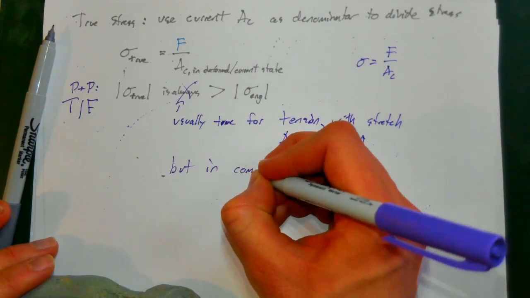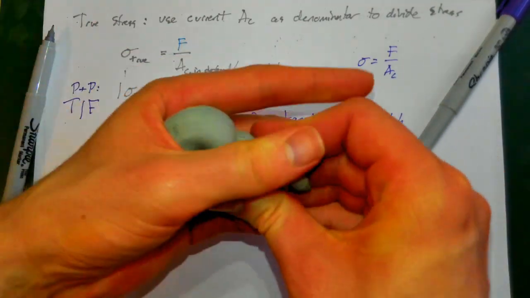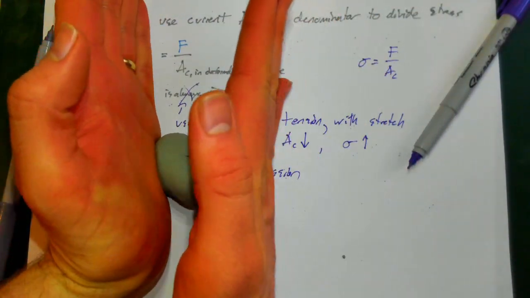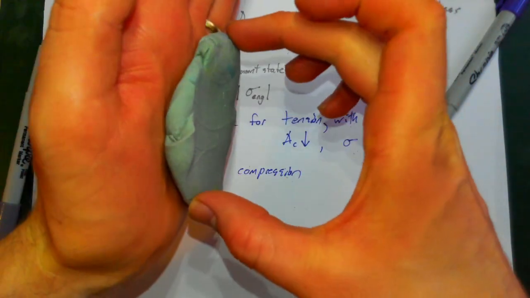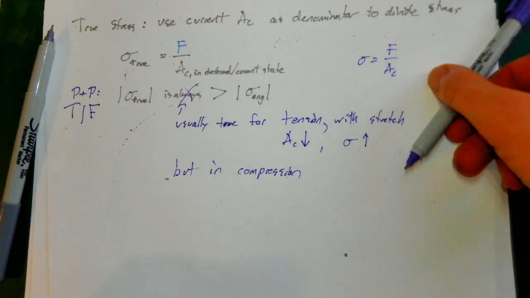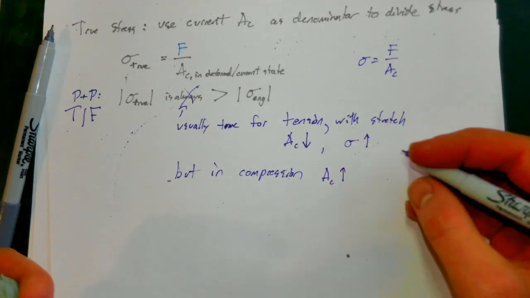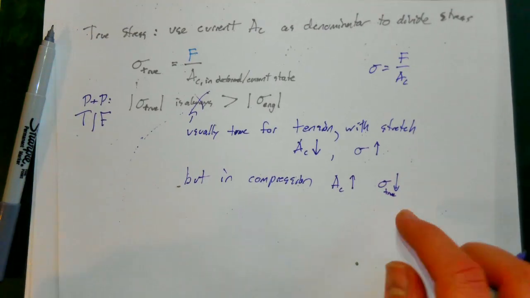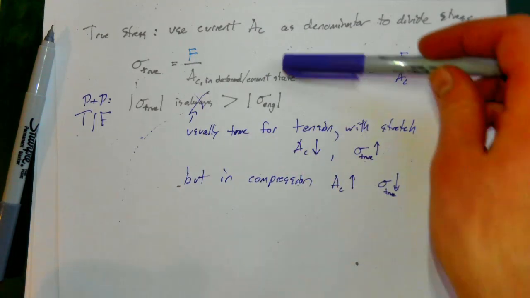But in compression, well, what happens in compression? If I have some material and I squish it, its cross-sectional area actually increases, because I'm now spreading it out, and there's more area for the force I'm applying to be distributed over. So in compression, cross-sectional area usually goes up, and that means the true stress would go down.